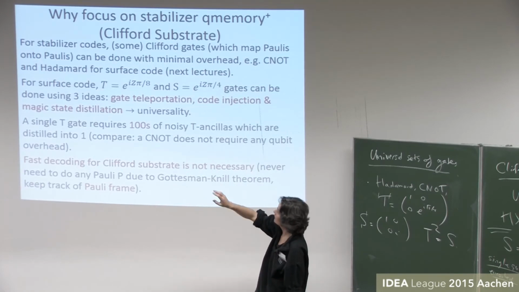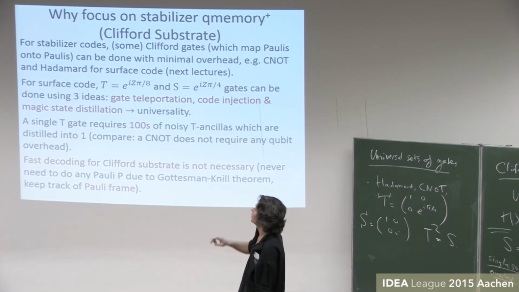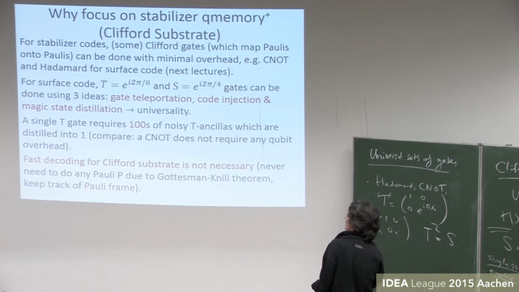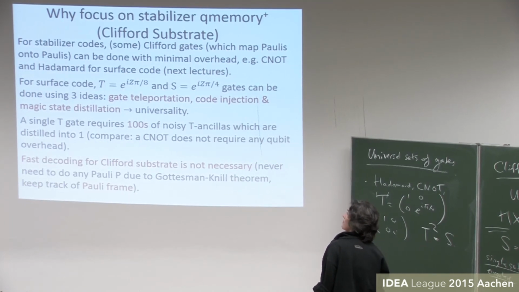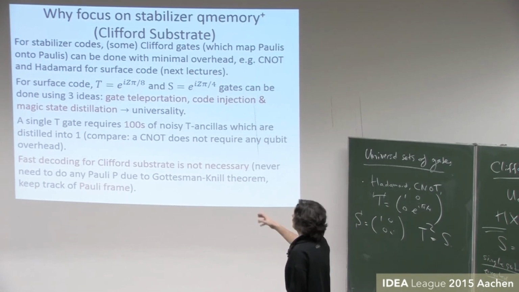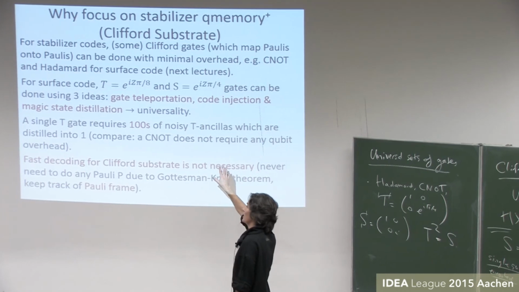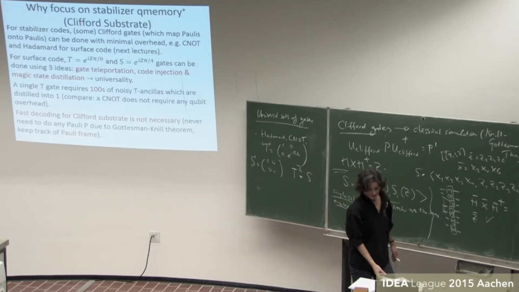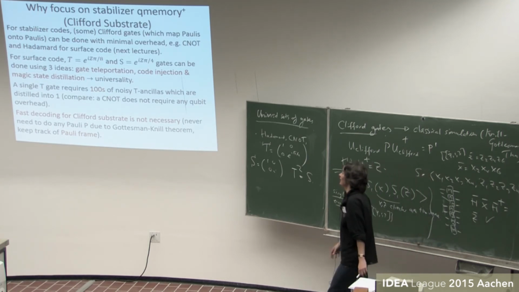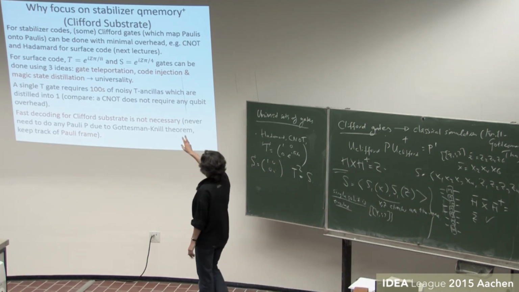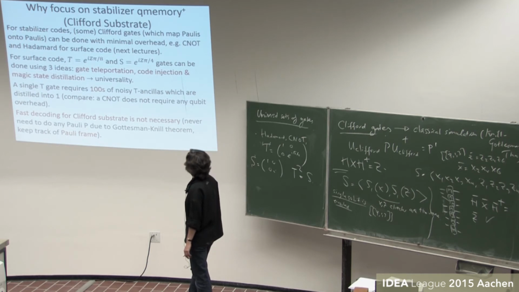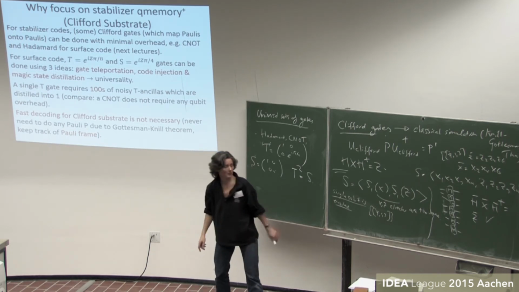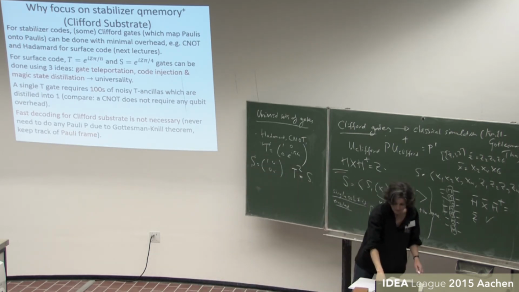So here, for example, a single T gate requires hundreds of noiseless T ancillas, which are distilled into one. So there's still ongoing work to see if we can get a very plausible, well, I don't know. I don't know what you're willing to tolerate, but I think it's quite challenging to do the T gates this way. So I think to conclude, I want to make 2 points.